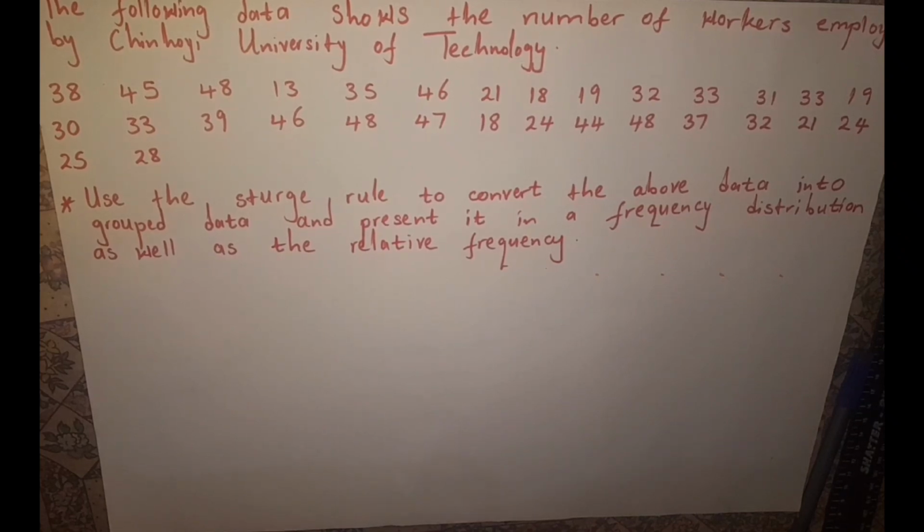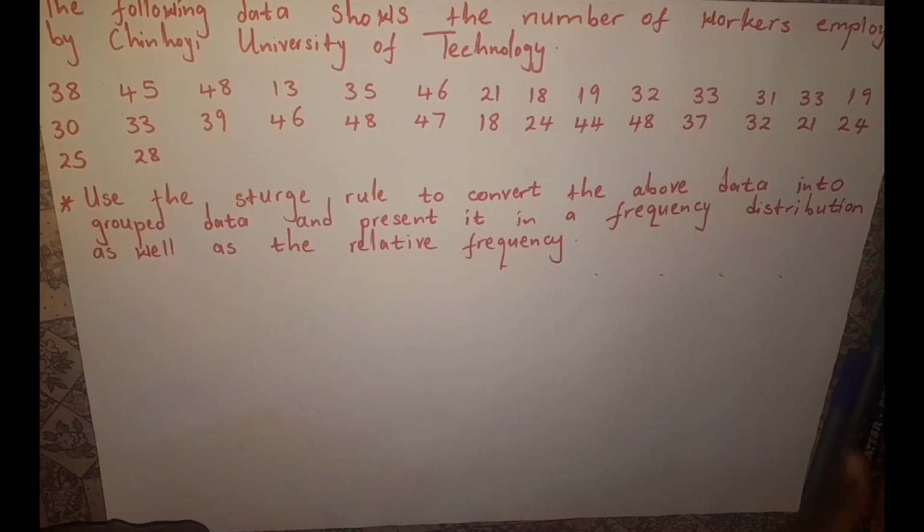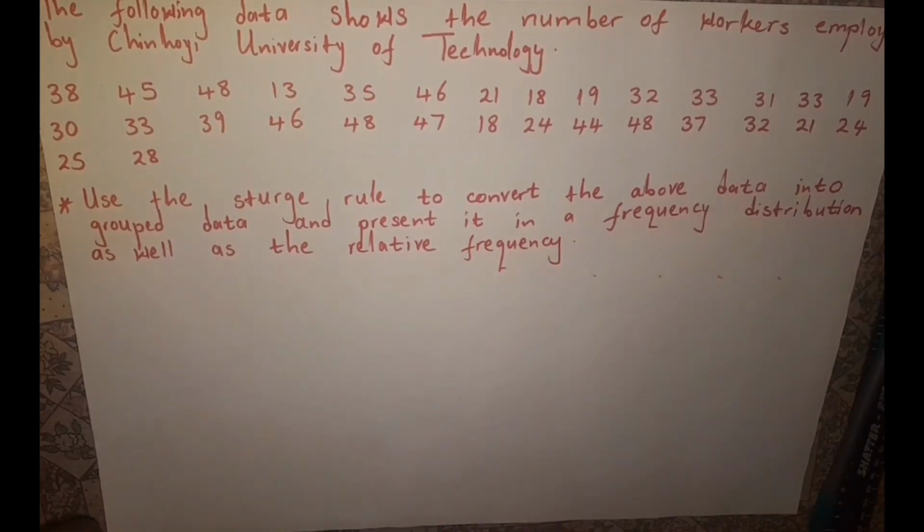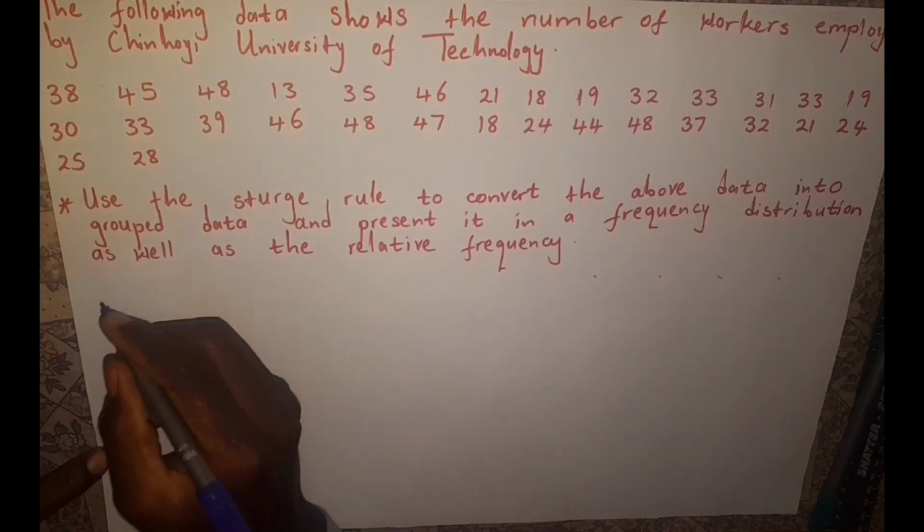So here our question is different from the last one. This one is saying you need to use the Sturges rule. We are not given the number of classes here. So there are steps which you have to follow in order to draw this frequency distribution table and the relative frequency. So the number one step.